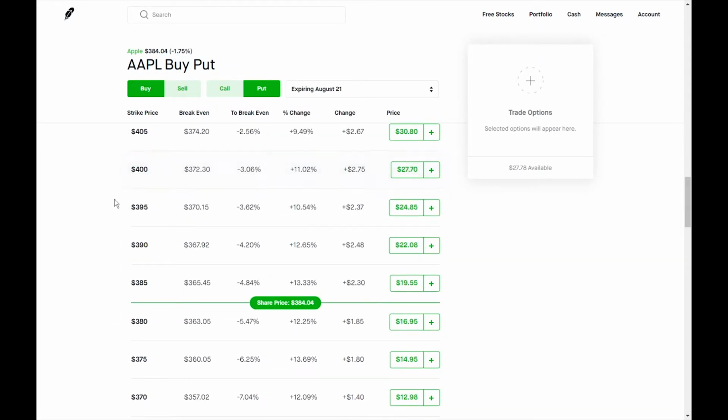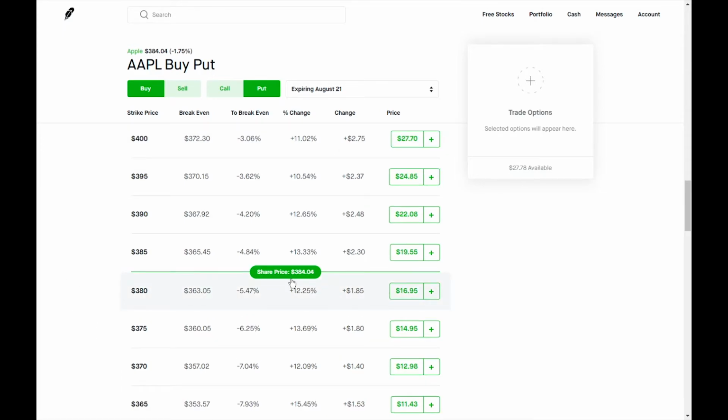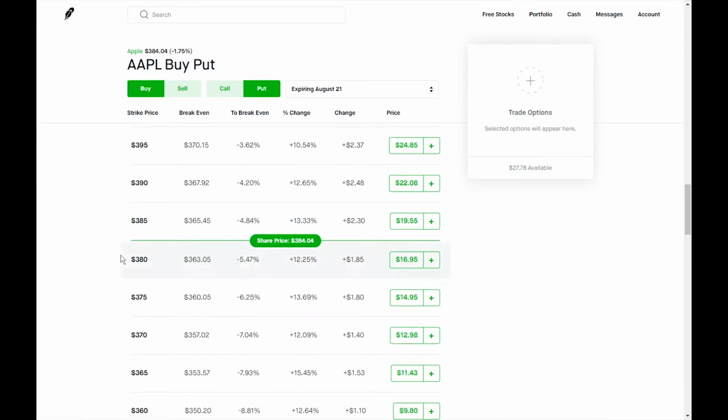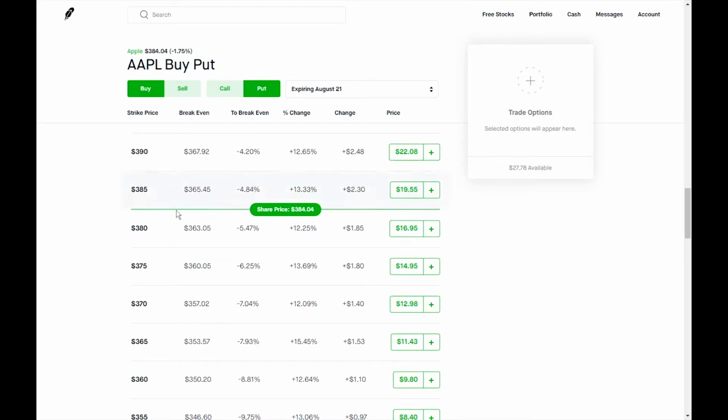In the money is where the premium is a lot more, and the price, it's already past that. So with a put, the share price has already dropped, and it's almost like the current stock price has absorbed each new price as it drops. So with puts, you want the price to go down. So 384, if this dropped down to 370, this one and this one, the 380 and the 375 would now be in the money, and their premium price would be higher. So you would be able to sell them.